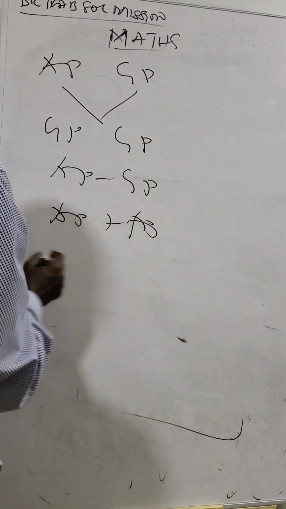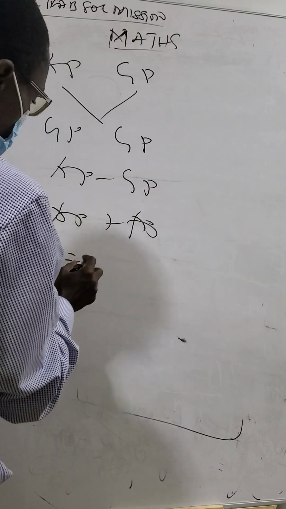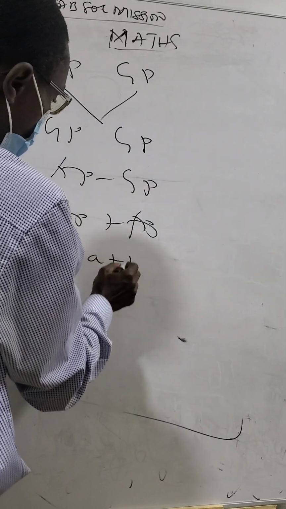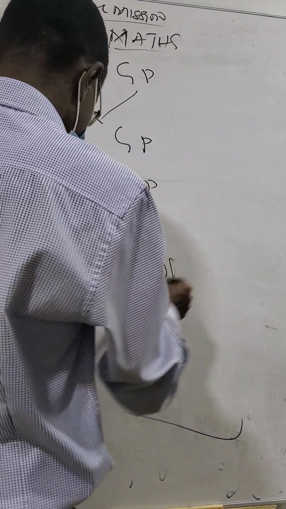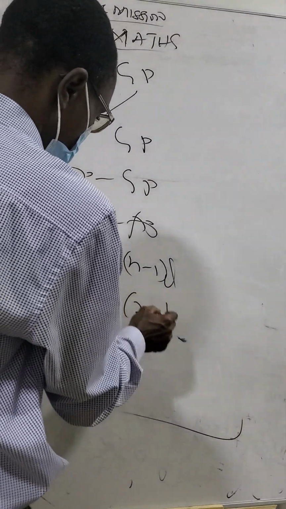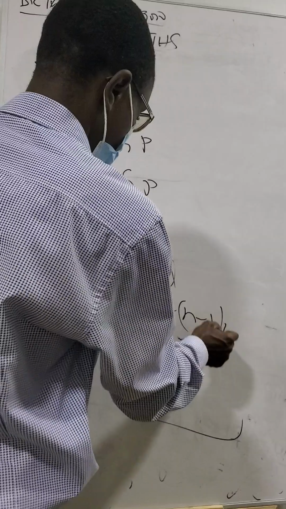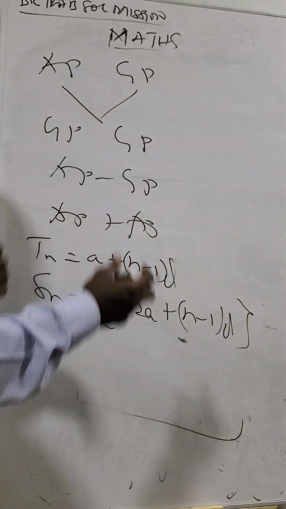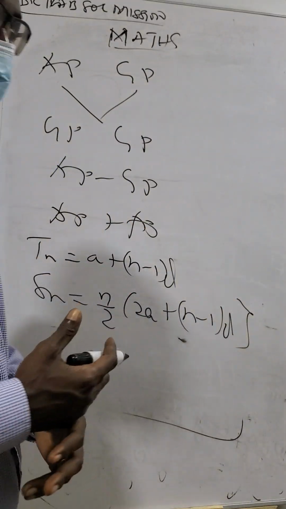So it's just, you know the formulas. Tn is equal to A plus n minus 1 d. You know its summation. Summation is equal to n over 2 into 2A plus n minus 1 d. Okay, so it's just manipulation depending on how the question is stated, and then you'll be able to do that.